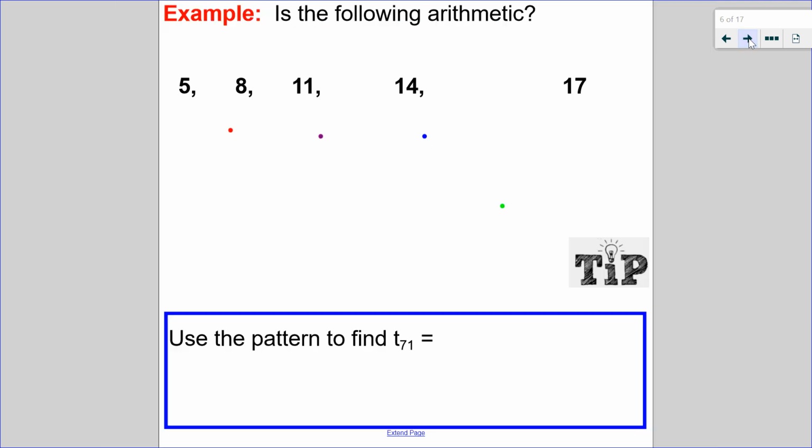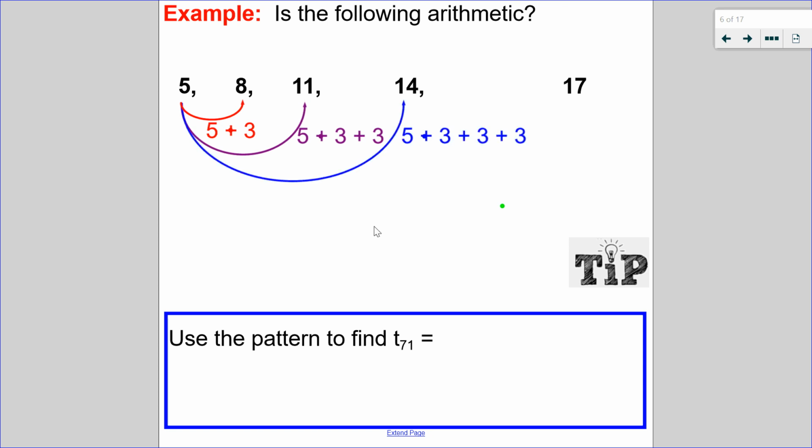Let's look at an example. I want to know if this is an arithmetic sequence. I start at 5, that's my first term, and I go to 8. I do that by adding 3. Then I go to 11. I can take 8 and add on 3 to get 11, but I always want to compare to my first term. So starting at 5, I can add 3 and add another 3 to get to 11. And then 14: I start at 5, add 3 to get to 8, 3 to get to 11, and 3 more to get to 14.